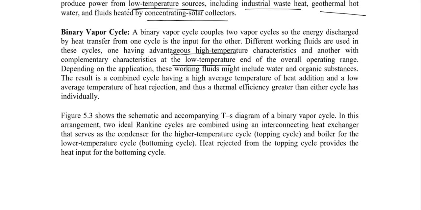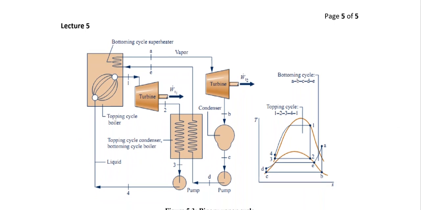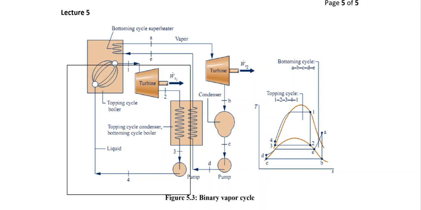In other words, let me explain on a diagram over here. That would be much easier to understand. For example, we have the topping cycle, which means the high temperature cycle, over here. In the topping cycle we would have a boiler, a turbine, a condenser, and a pump, which is what we normally have in a Rankine cycle.